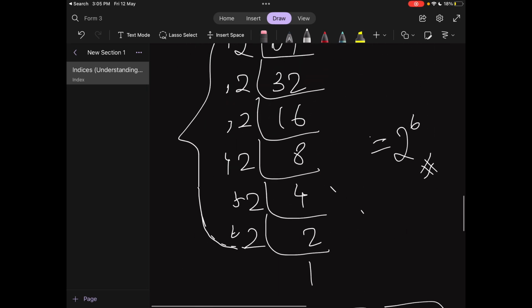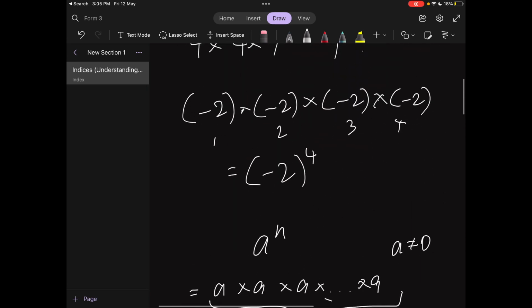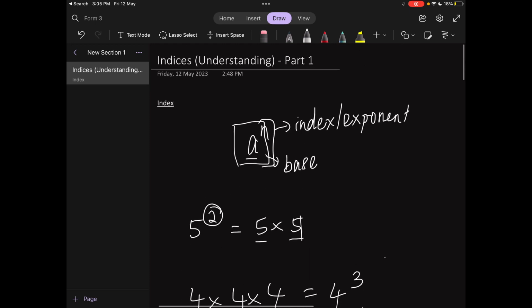This is all you have to know to have the main understanding of how everything works in indices. Just remember, a to the power of n, a is the base, n is the index, the exponent. A is the base number, which is the number being multiplied, and n is how many times that base number is being multiplied. So for example, 8 cubed is 8 times 8 times 8, 3 times. So that's all for the understanding part.